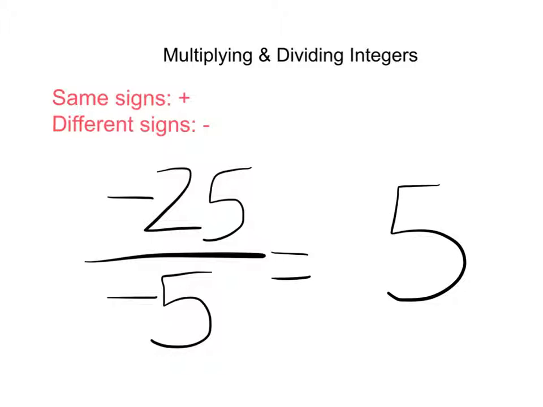Now we need to determine the sign. And in this case, we have two negatives. They're both negative. So when they have the same sign, the answer is going to be positive. And so in this case, the answer is +5 or just 5.